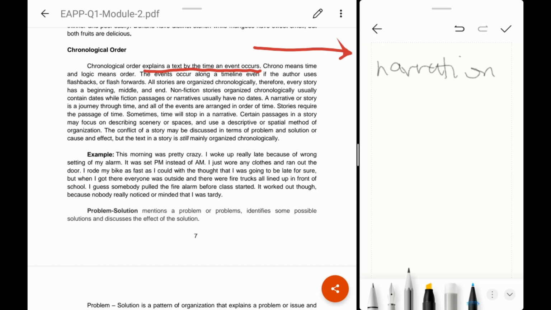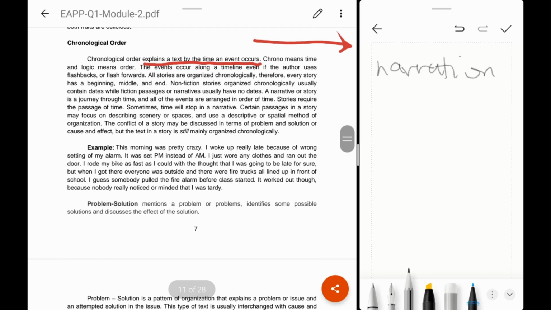The events occur along a timeline even if the author uses flashbacks or flash forwards. You know this, guys, when you watch teleseries or movies or when you're reading stories, you would notice that the writer sometimes uses techniques like flashbacks when characters recall events in the past, or flash forwards wherein the future is first shown before the present or the past. So even though the writer uses those kinds of techniques, it's still a chronological order. It is still a narration.